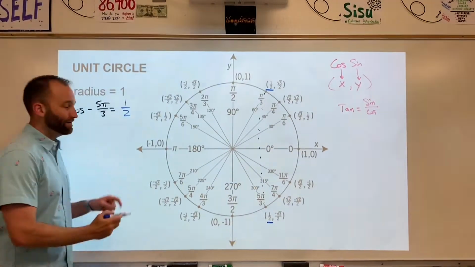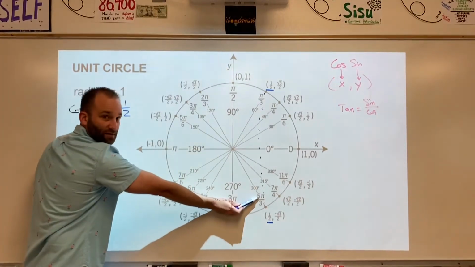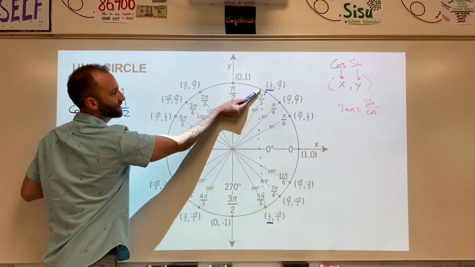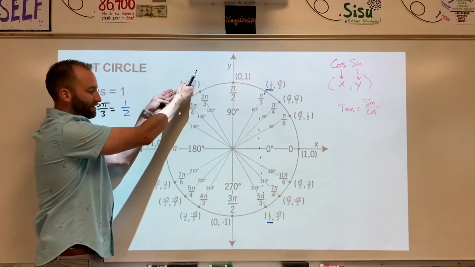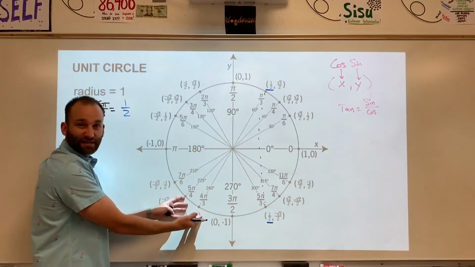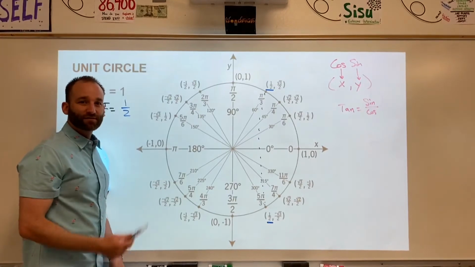So one more time. I did the cosine of 5 pi over 3. I just did it and found it on my map. Because it was negative, I reflected over the x-axis. So if I was up here and I have a negative number, I would reflect to down here. If I'm down here and I have a negative number, I reflect to the other side. Pretty simple. Let's look at the next one.